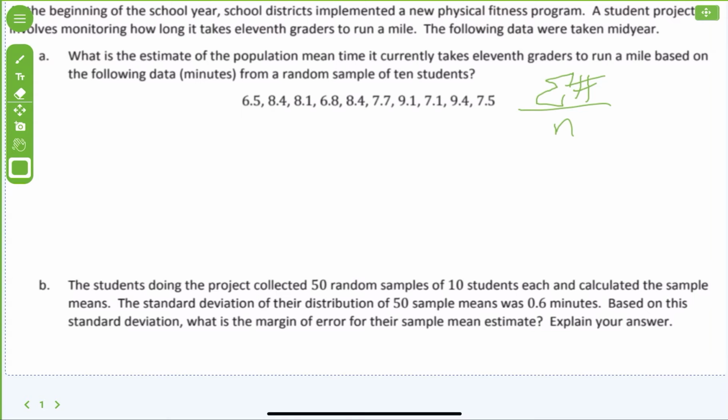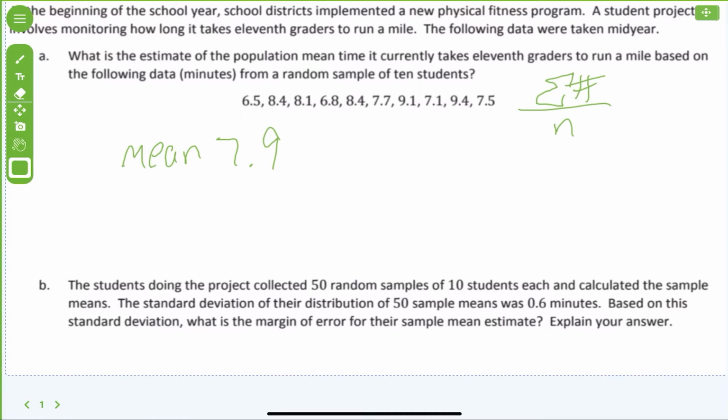And if you do that, you get a mean of 7.9. Everybody knows how to find the mean, right? I don't need to show y'all how to add those up and divide by 10. So that one's pretty simple.